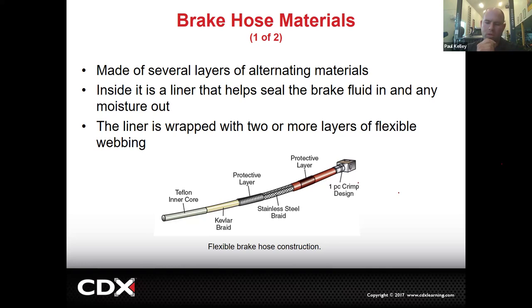But a lot of people say, oh, I put stainless steel brake lines on. And then I'm usually looking, do you mean stainless steel braided hoses? Yeah, like brake lines. So let me help you. This is a factory brake line. It has a Teflon inner core, a Kevlar braid over the top of it, another protected layer, a lot of times a stainless steel braid, and then another protective layer, which would most likely be the rubber in this case. So this already has a stainless steel braid in it from the factory a lot of the times.